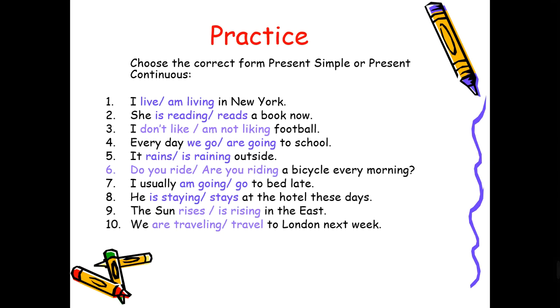6. Do you ride or are you riding a bicycle every morning? Here the keyword is every morning. You use present simple. Do you ride a bicycle? 7. I usually am going or go to the beach late. The keyword here is usually, so use present simple, go. I usually go to the beach late.